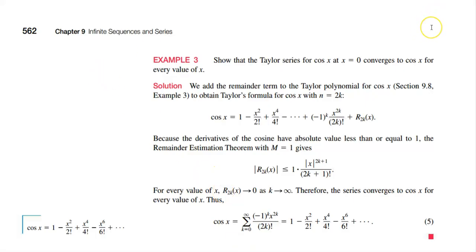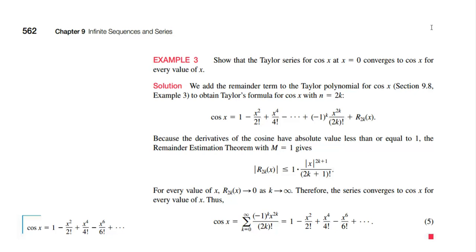Now we're going to do the same thing for cosine. We're going to show the Taylor series for cosine of x at x equals 0 converges to cosine of x for every value of x. So for the solution, we're going to add the remainder term, r sub 2k of x, to the Taylor polynomial for cosine of x.